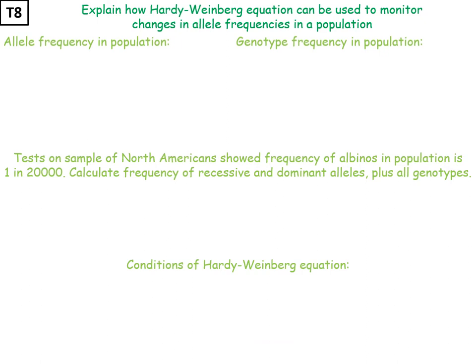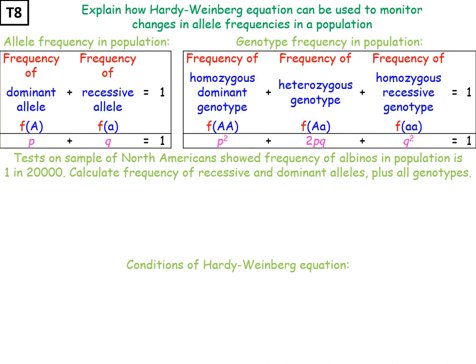Explain how the Hardy-Weinberg equation can be used to monitor change in allele frequency in a population. For the allele frequency in a population, we can look at the frequency of the dominant allele and the recessive allele, and if we look at their frequency, they should equal a total of one. Here we're just talking about two different alleles, one dominant, one recessive. We're not talking about multiple alleles. In terms of their frequency, if we add them together, they should equal one.